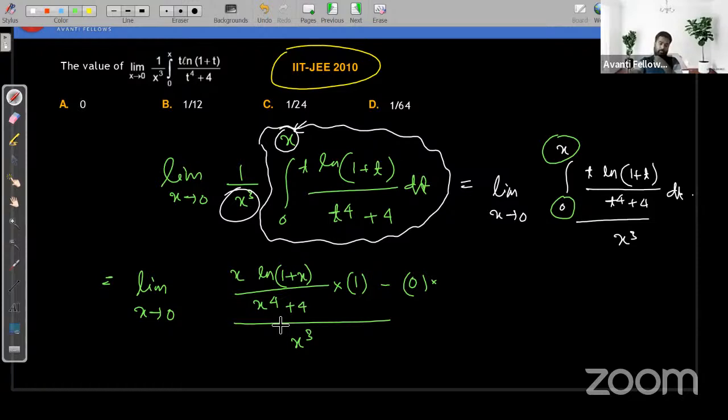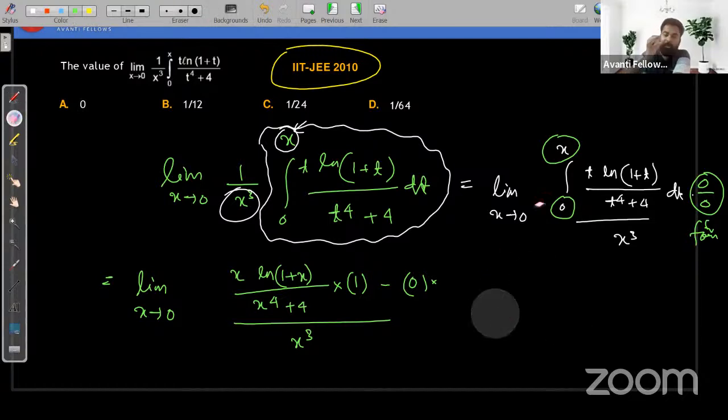Okay, so now you can see, if we put x tending to 0, this will come in 0 by 0 form. Yes, so we are getting 0 by 0 form, or not? Okay, so we are getting 0 by 0 form here.